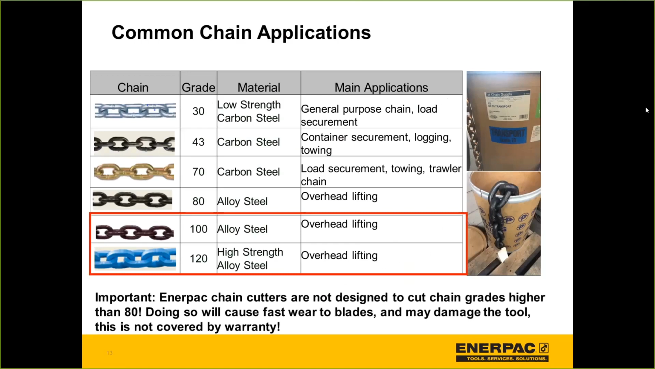You run the risk of damaging the blade, and you run the risk of damaging the tool when going up against such a high-grade chain like this. So please be on the lookout, understand how these things are positioned. They're great for general purpose chains or even overhead lifting chains of grade 80. Once you start getting those higher 120 or the super alloy steel chains, that is something that we don't recommend. And if a tool were to break in cutting those types of chains, that would not be a warranty type of situation.